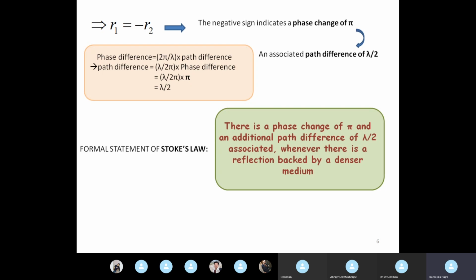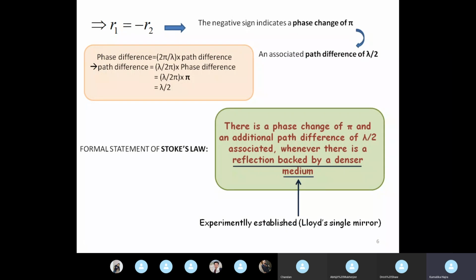Remember, we had taken medium 1 and medium 2, where medium 2 was denser than medium 1. So, whenever there is a reflection backed by a denser medium, there is a phase change of pi and an additional path difference of lambda by 2 associated with it. This is Stokes' law, and we are going to apply this several times when we do the different kinds of interference backed by denser medium.